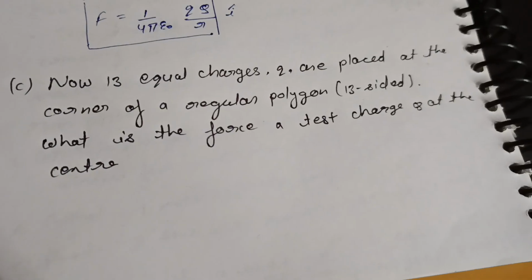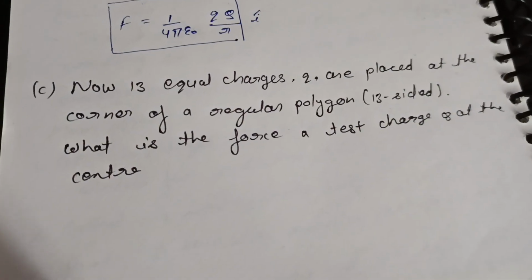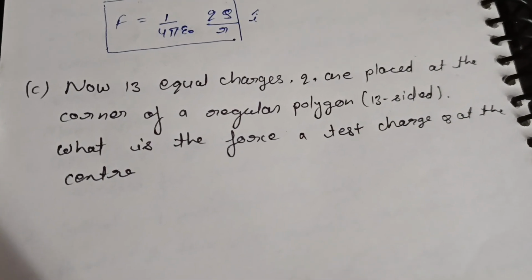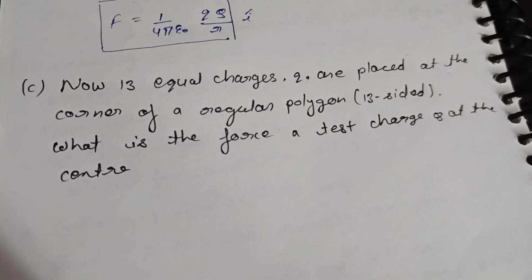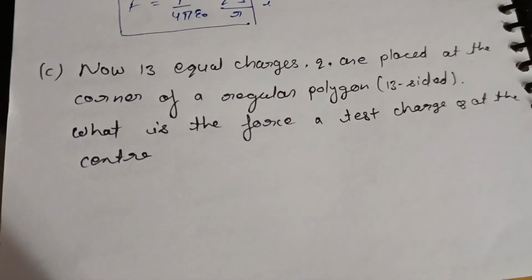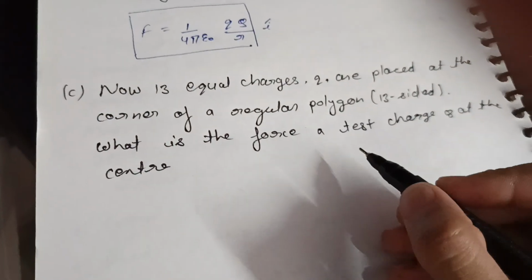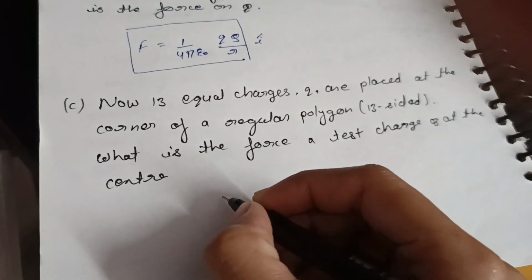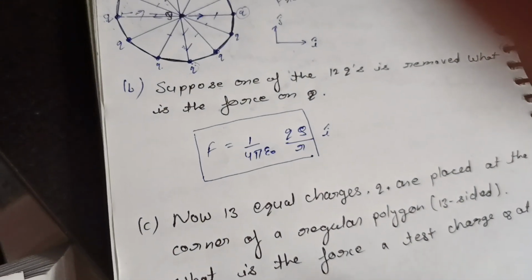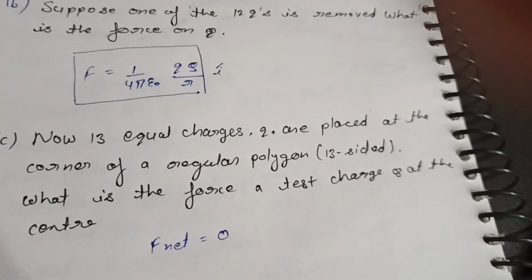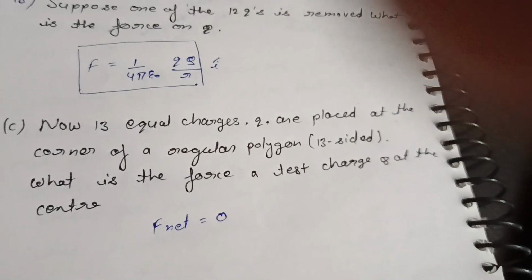Okay. So our C part is: 13 equal charges Q are placed at the corners of a regular 12-sided polygon. What is the force on a test charge Q at the center? At the center, on the capital Q charge, the net force will be 0, because it is a regular 13-sided polygon. So the net force will become 0.